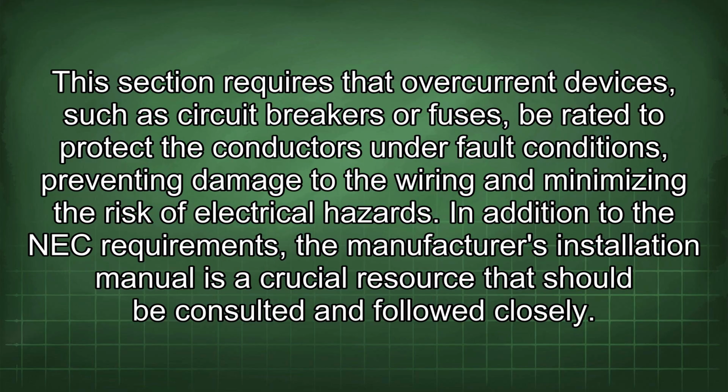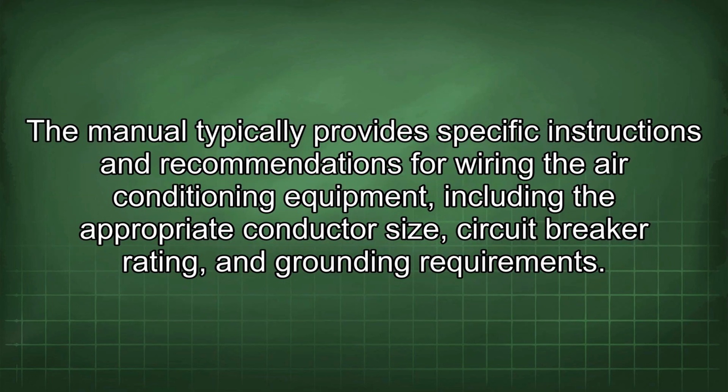This section requires that overcurrent devices, such as circuit breakers or fuses, be rated to protect the conductors under fault conditions, preventing damage to the wiring and minimizing the risk of electrical hazards. In addition to the NEC requirements, the manufacturer's installation manual is a crucial resource that should be consulted and followed closely. The manual typically provides specific instructions and recommendations for wiring the air conditioning equipment, including the appropriate conductor size, circuit breaker rating, and grounding requirements.